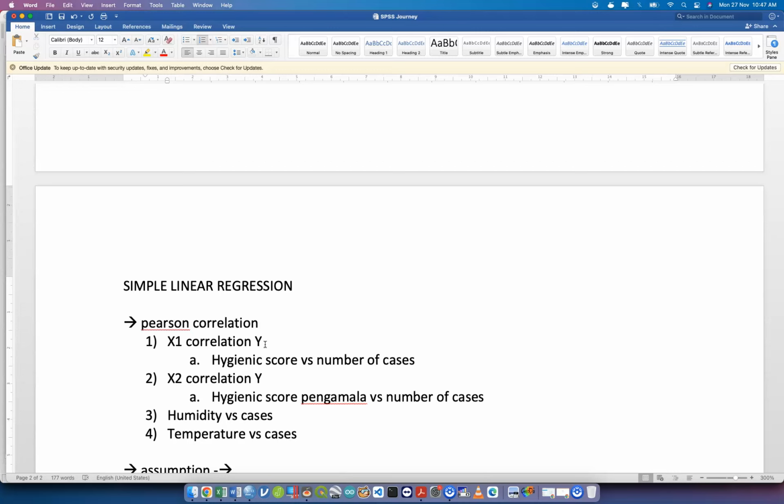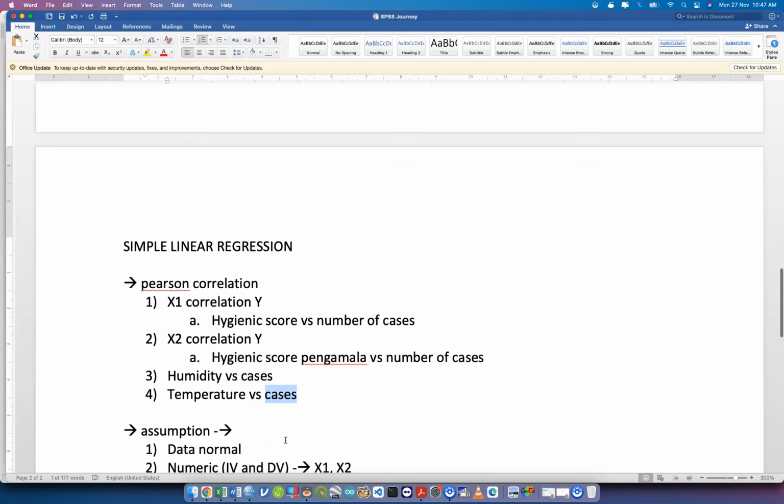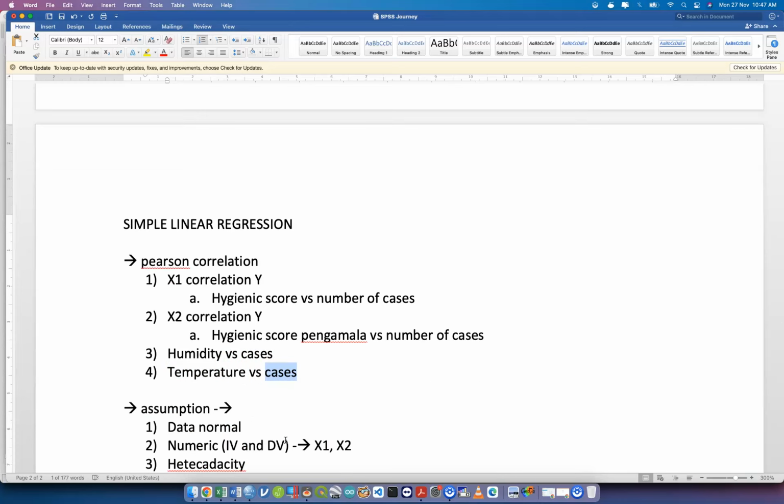Ecological correlation ni, basic dia adalah simple linear regression. Why I say like this? Because humidity is one factor, cases is 1 DV. Temperature is one factor, 1 DV. Faham kan? Okay. And then you want to combine it. Let's say the humidity, let's say the hygienic score of the pengamal is all the X. Betul tak? This one is X1. This one is another thing is X2. So all these X's are going to be explored whether they have the linkages with the Y or not. That's why we use the simple linear regression. Faham tak?